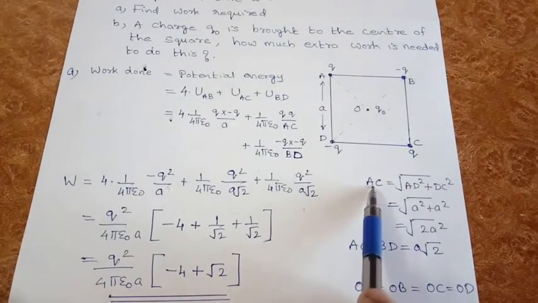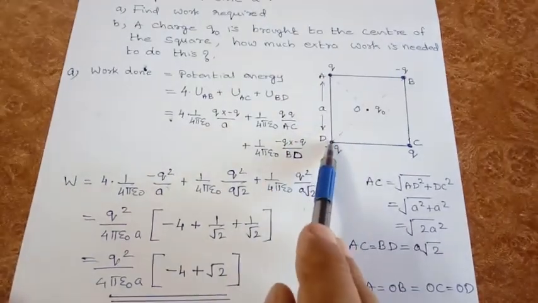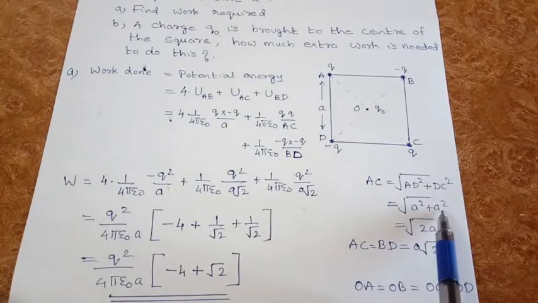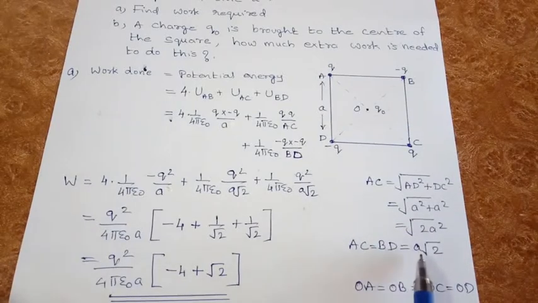Now AC can be obtained using Pythagoras theorem. AC is equal to root of AD square plus DC square. That will be root of A square plus A square, that will be root of 2A square. A square can be taken out, A root 2. AC, due to symmetry, will be equal to BD. That will be A root 2.